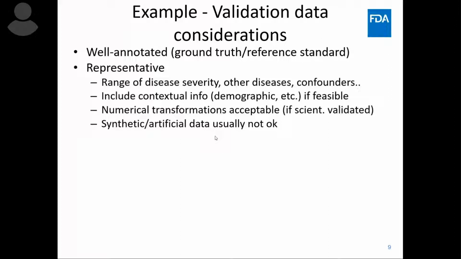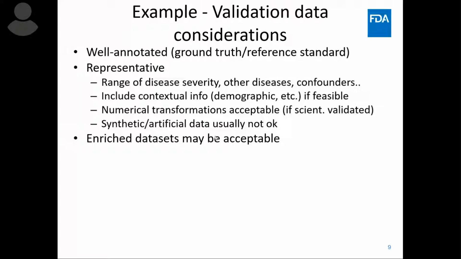Sometimes there are some racial confounders, so you want to have this information available as much as possible. It may be okay to do numerical transformation. For example, if you have a patch device, you can transform a 12-lead ECG to a signal close enough to what we'll see from a patch. It is important, please do not use synthetic or artificial ECGs for validation. We want to see real ECGs because the simulators are good, but not that good.